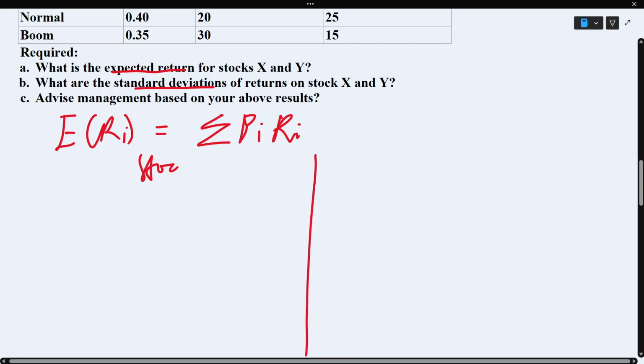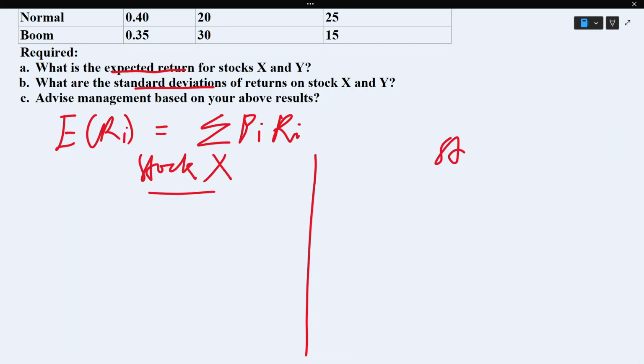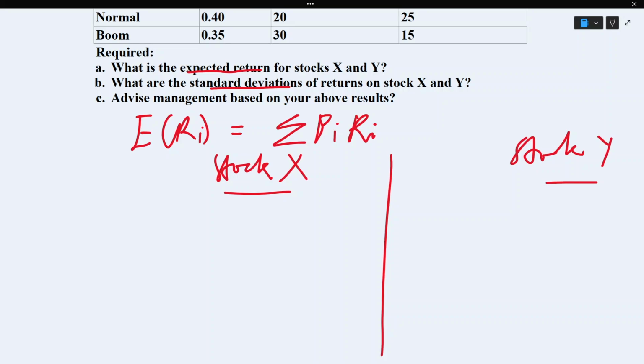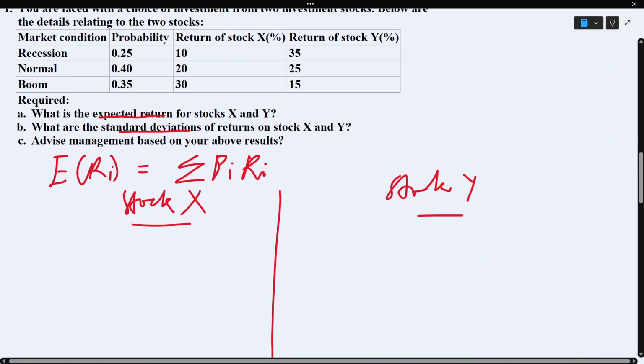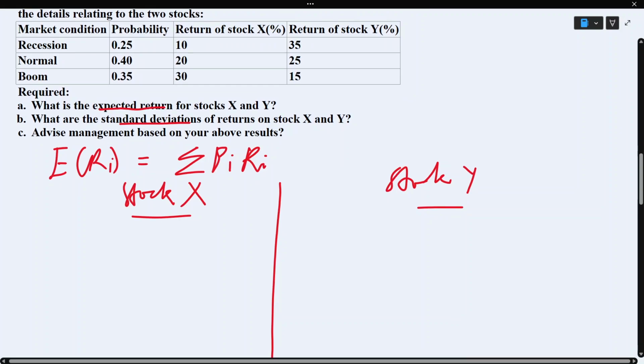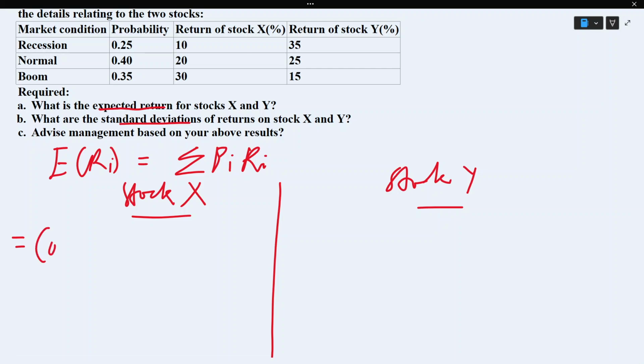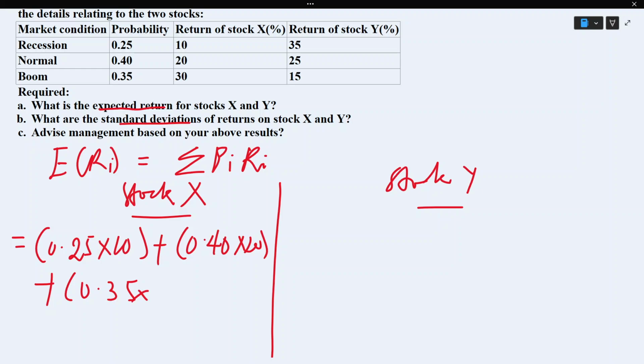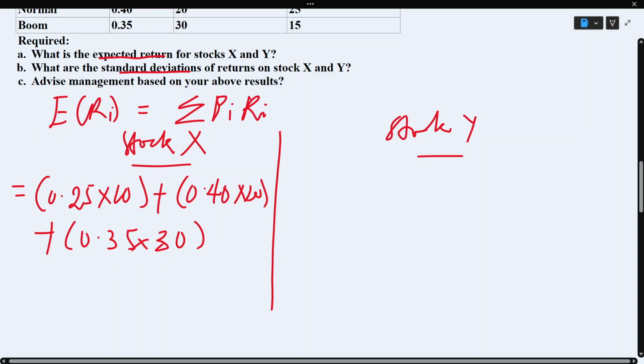Let's do stock X. We have 0.25 times 10, plus 0.40 times 20, plus 0.35 times 30. That's 21%.